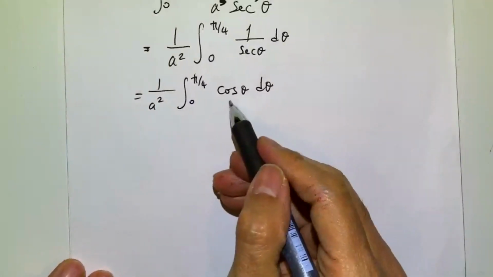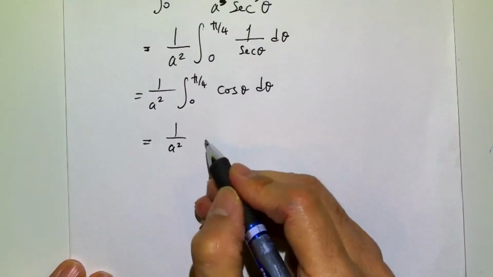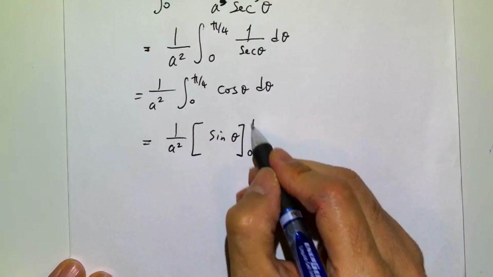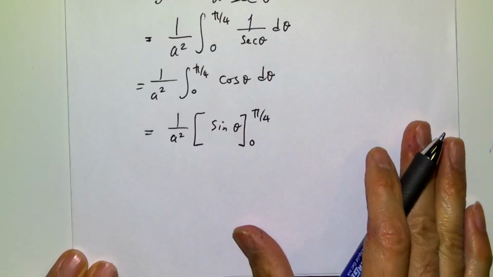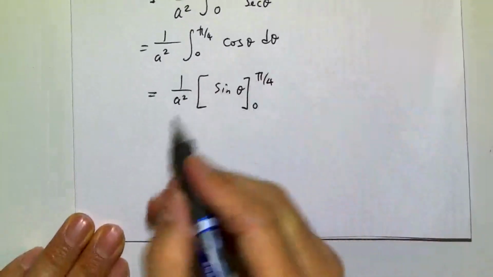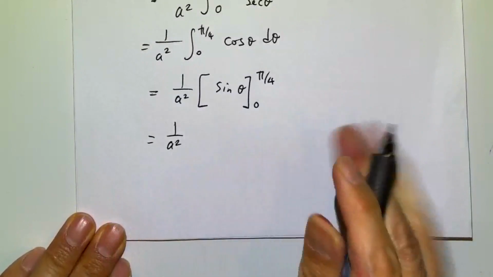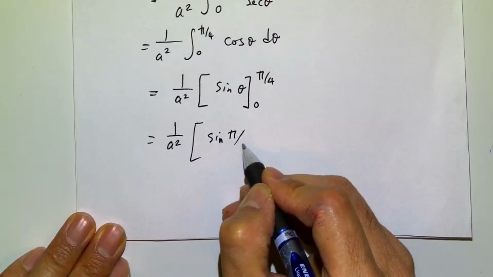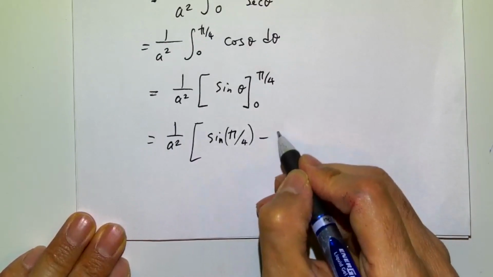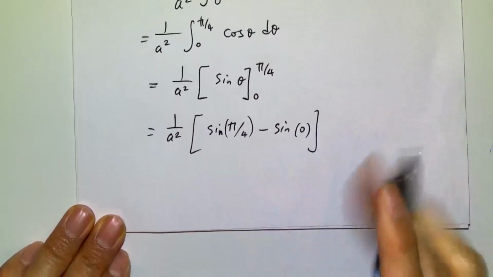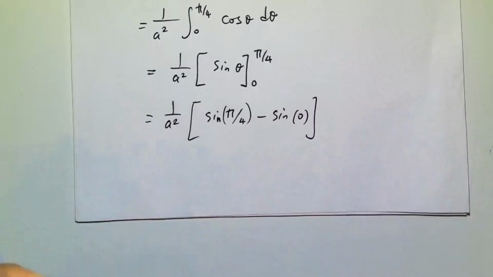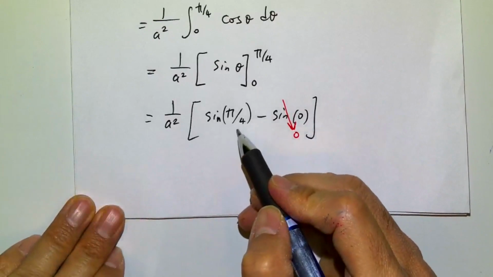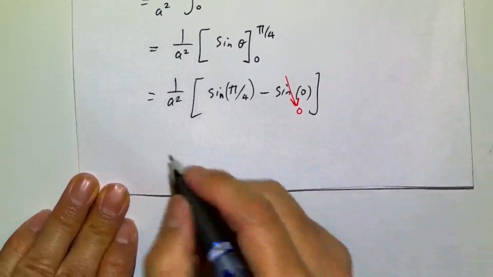Of course, this integral is pretty easy. We can say 1 over a squared times sine of theta going from 0 to pi over 4. Then we apply the limits of the integration, and what do we get? We get sine of pi over 4 minus sine of 0. Of course, that drops out. We get 0 there, so this is just 0. Sine of pi over 4 is square root of 2 over 2.